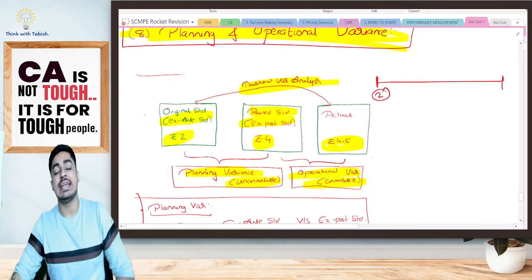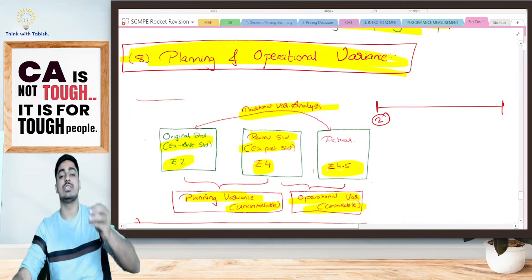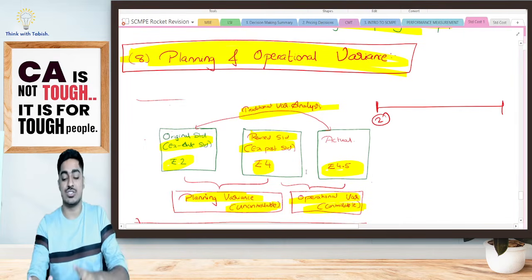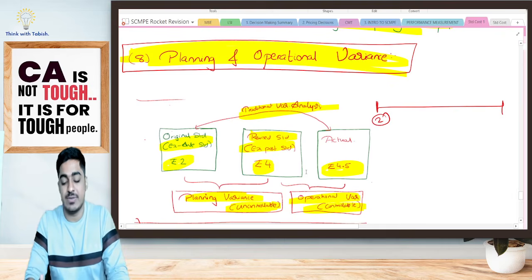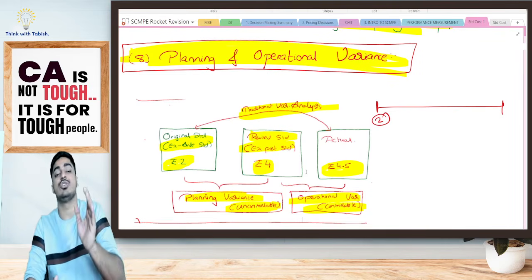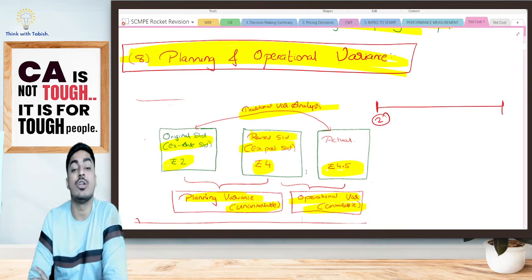Now, how do we calculate the variance, students? Planning and operational variance could be asked anywhere. A question can ask you for material cost variance, labor variance, variable overhead, fixed overhead, activity based questions. Wherever it wants, it can ask you to bifurcate your variance into planning and operational variance.